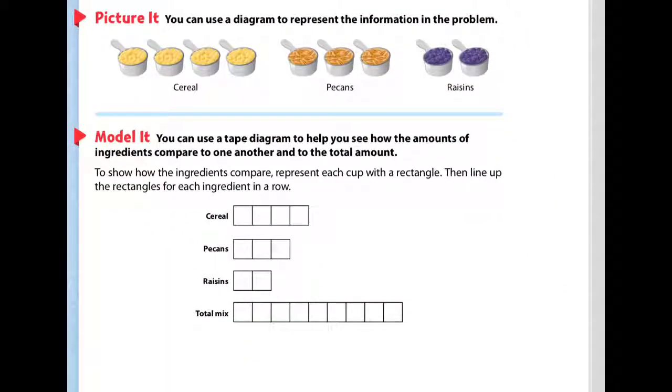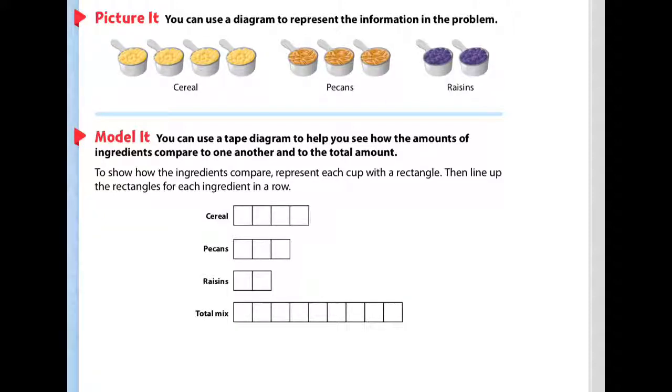Now if you're like me and you can't draw nice little cups very well, you can use something called a tape diagram. So here's what it says. You can use a tape diagram to help you see the amounts of ingredients, how they compare to one another and to the total amount. So instead of drawing 4 cups of cereal, in a tape diagram you just have 4 rectangles. The 3 cups of pecans, 3 rectangles, 2 cups of raisins here. And the total, if you were to add these up, 1, 2, 3, 4, 5, 6, 7, 8, 9, the total is going to be 9. So that's just what this means.